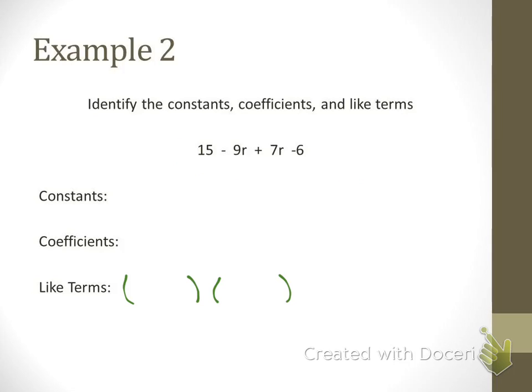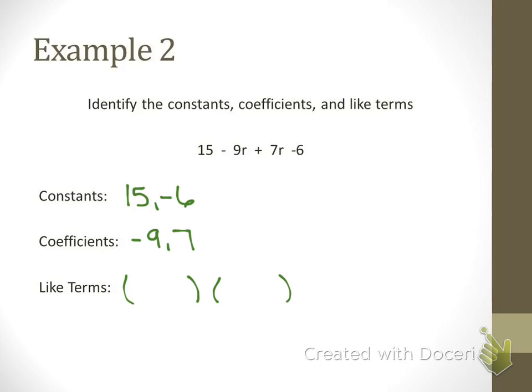Okay, what are my constants? Tell me, what are my constants? 15. Very good. 15 and negative 6. What are my coefficients? Negative 9 and 7. No R's. The coefficient is only the number part. Okay, what about my like terms? What is it?